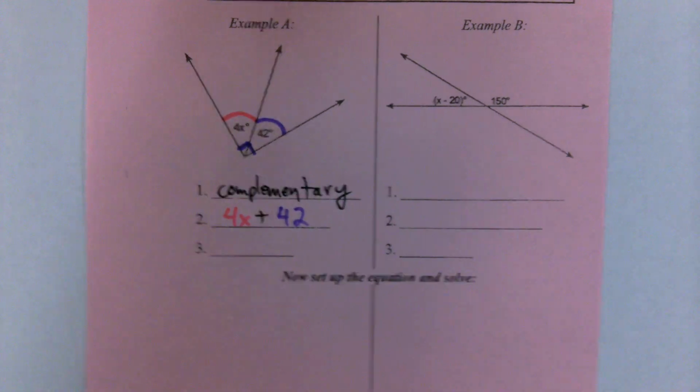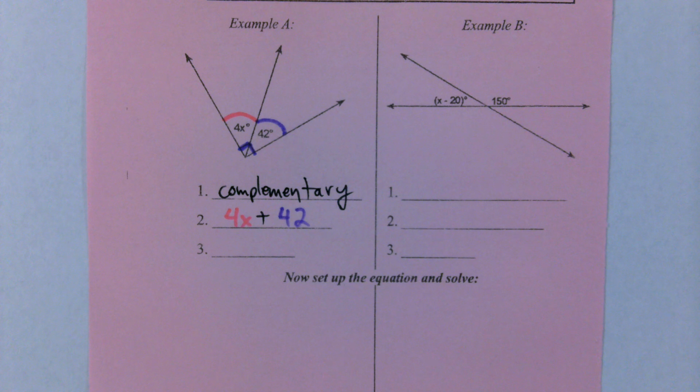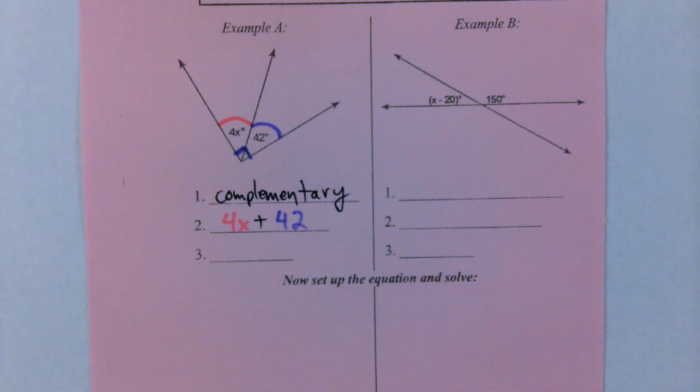Why are we going to add them together? Well, because they're 2 different quantities, so we have to add them together to get 90. That's exactly what the definition of a complementary relationship is.